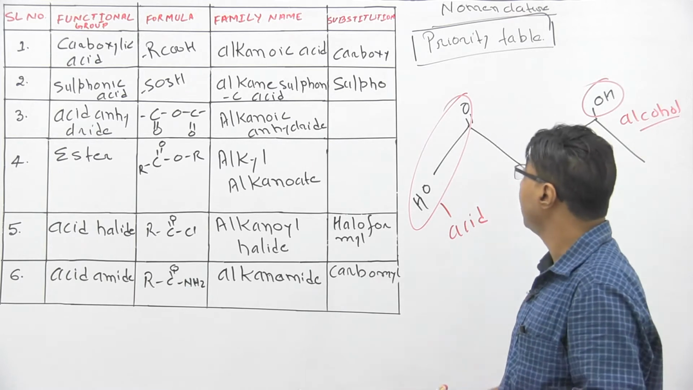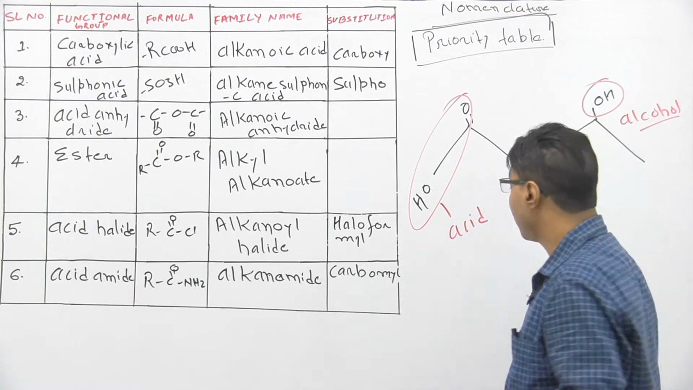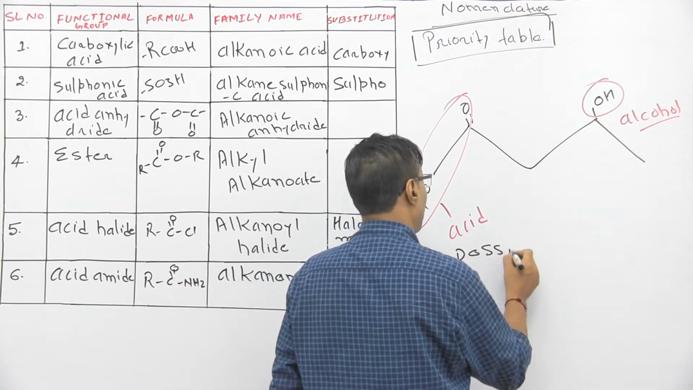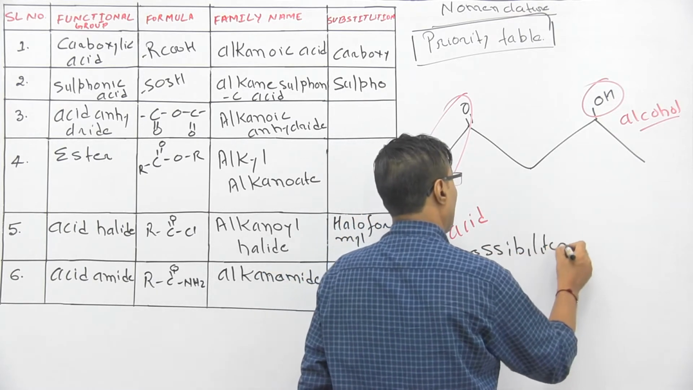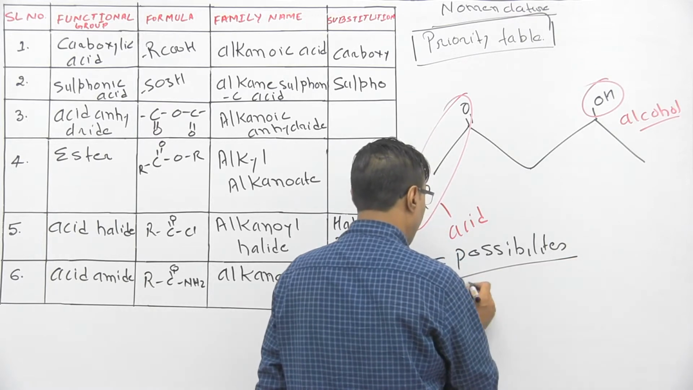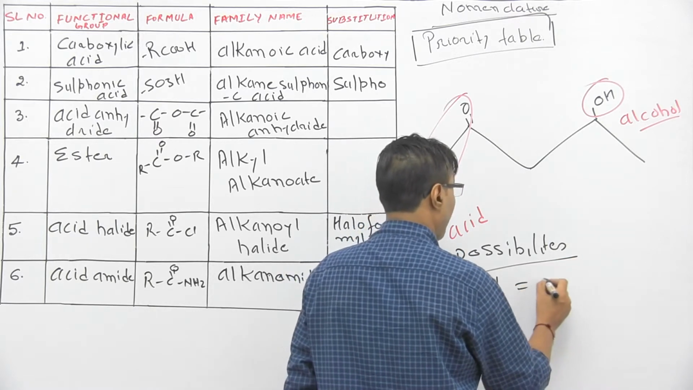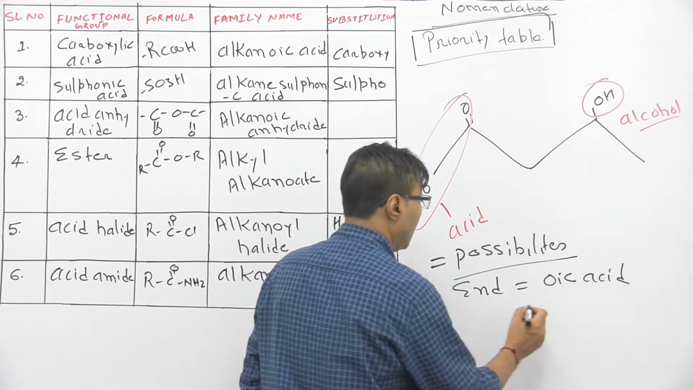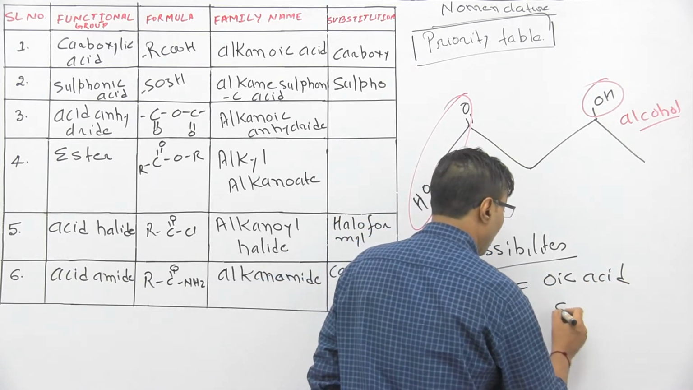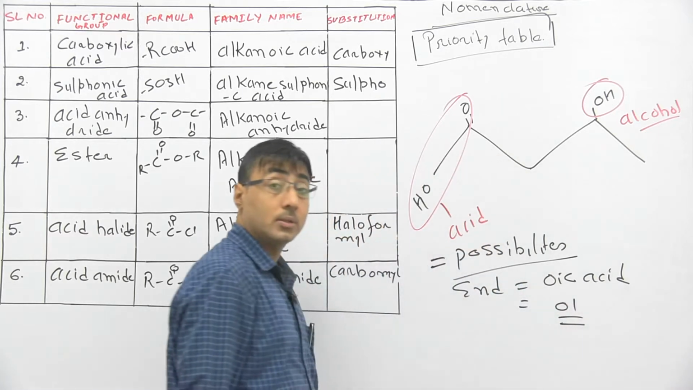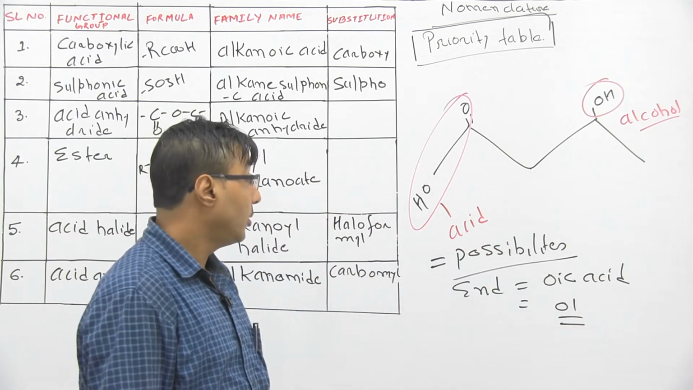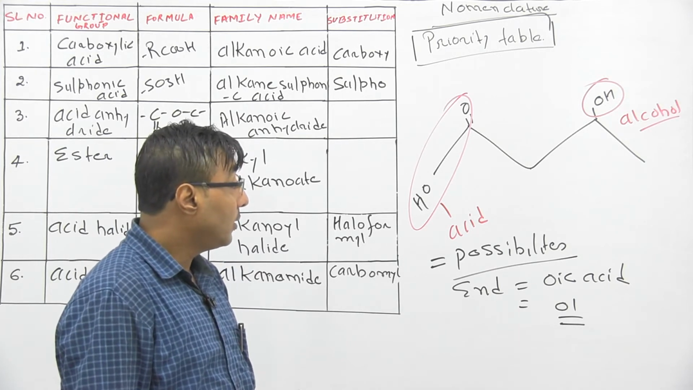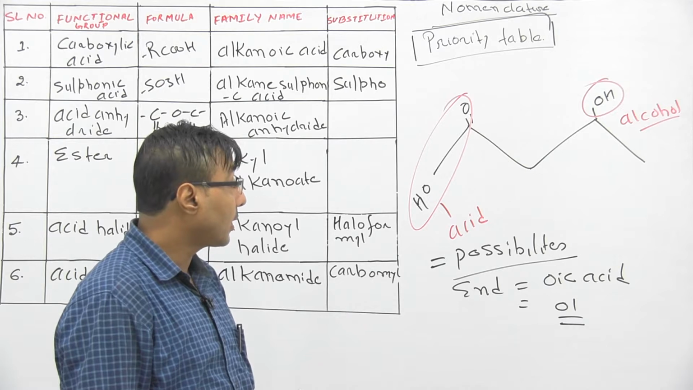So how to decide whether this will end with oic acid? Possibilities are there. It can end with oic acid, or it can end with OL. Out of this, only one can be correct. Both cannot be correct at the same time. So how to decide which is the correct name and which is the incorrect name?